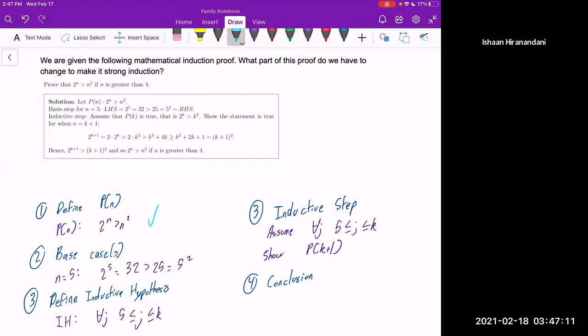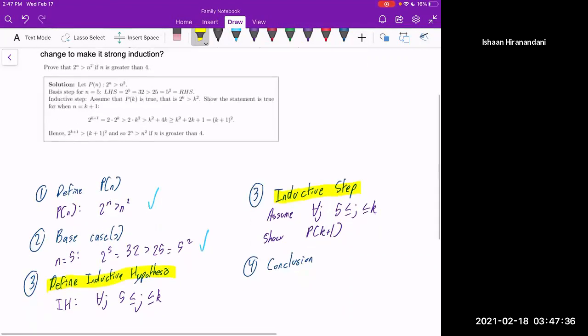If you look at our base cases for the strong induction, we're just showing for n equals 5 that P of n holds true. So P of 5 is true. And again, that's exactly the same. What changes though is the inductive hypothesis and the inductive step, which uses the inductive hypothesis.